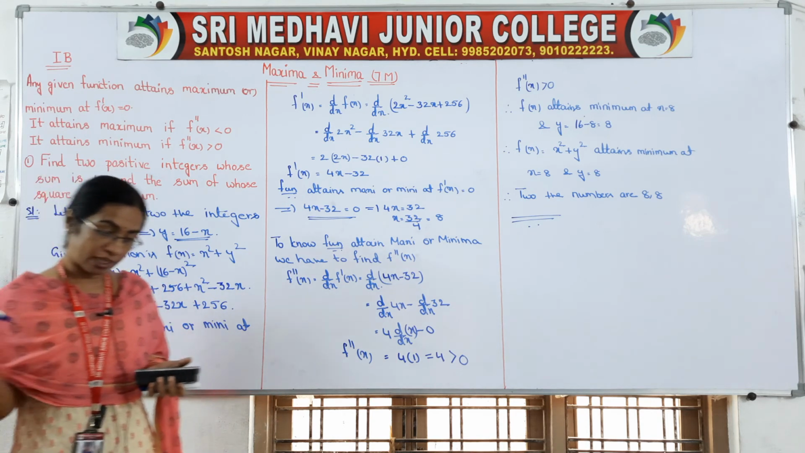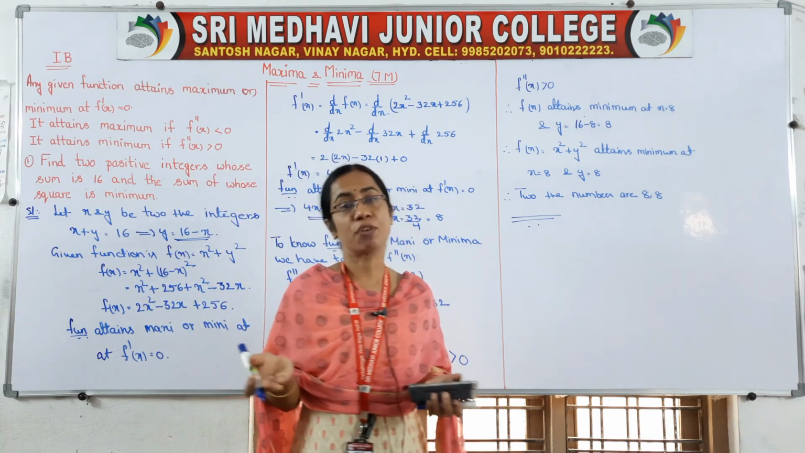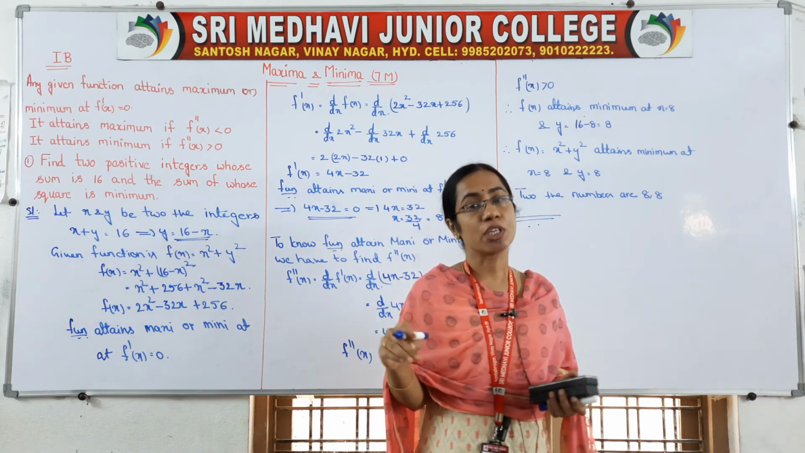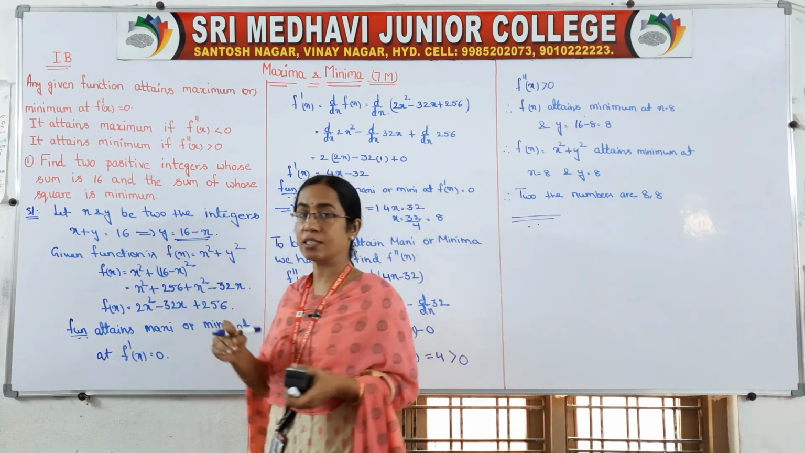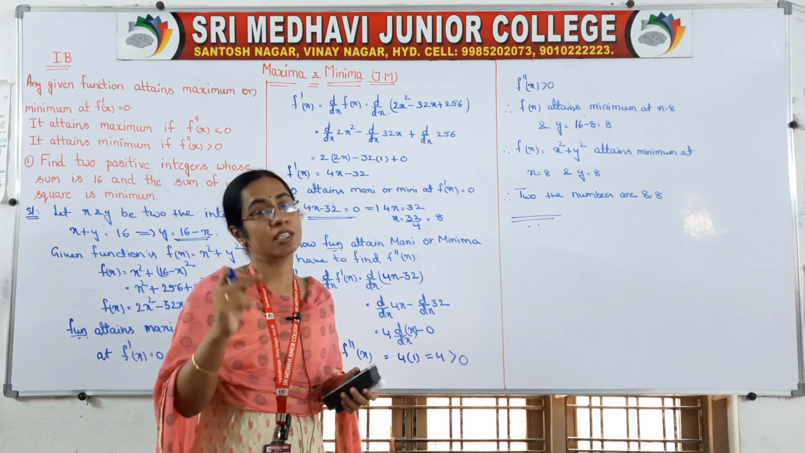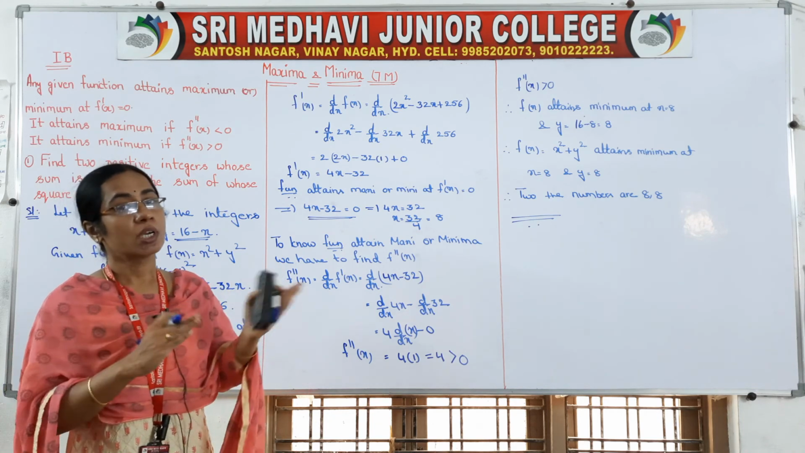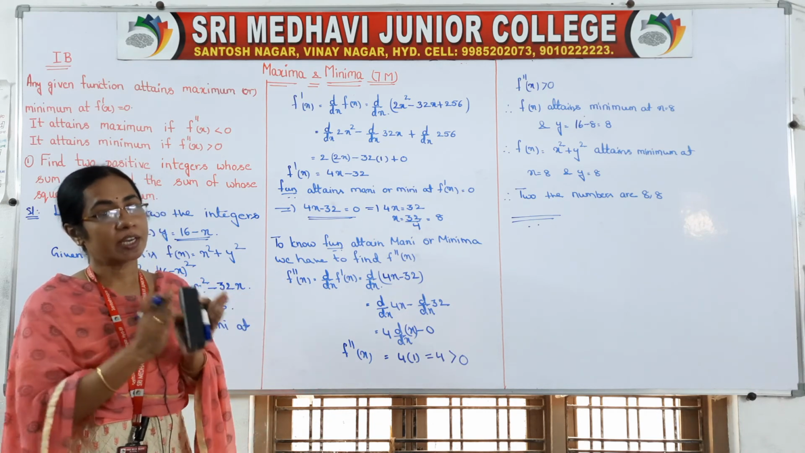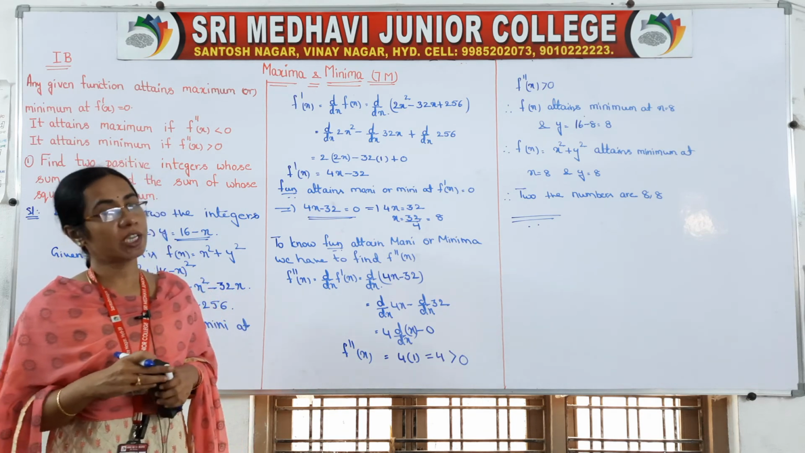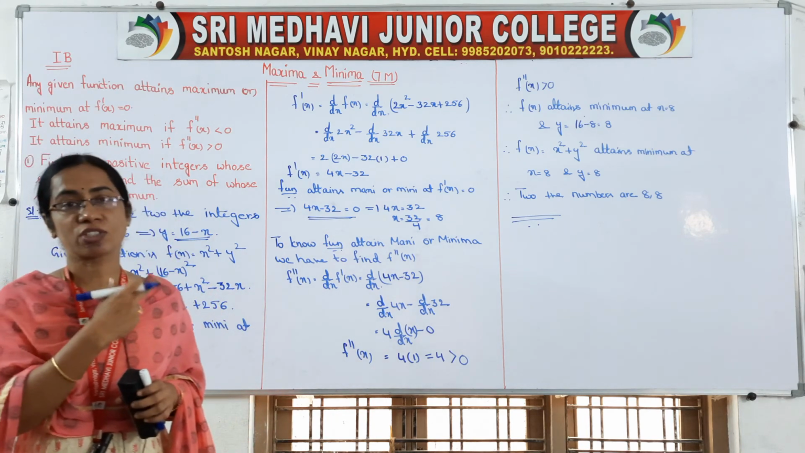To know whether it attains maximum or minimum, we have to differentiate one more time. We have to find f double dash x. If your f double dash x is less than 0, it attains maximum. If f double dash x is greater than 0, it attains minimum. So, it is a reverse. Negative maximum, positive minimum. Remember the concept. In the next class we will solve some more problems.